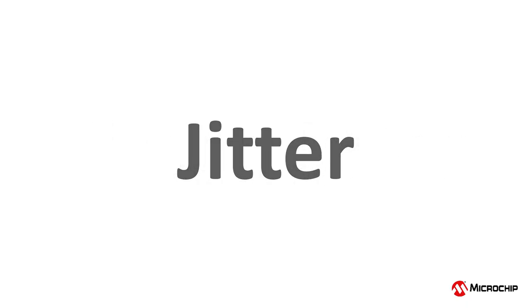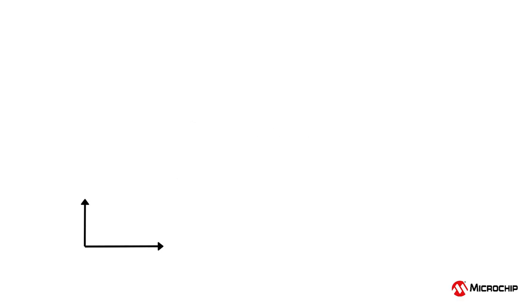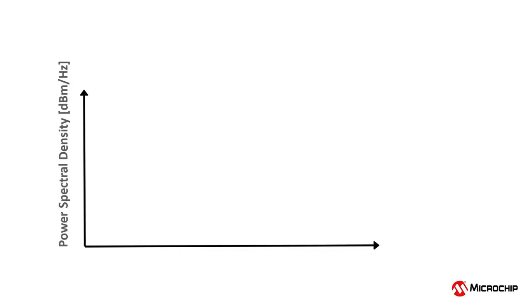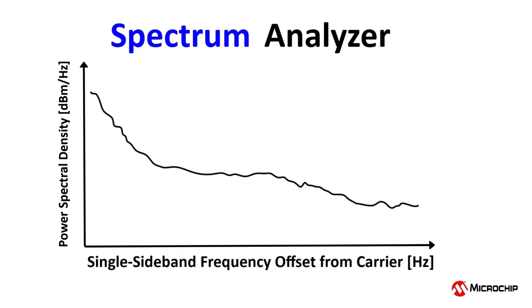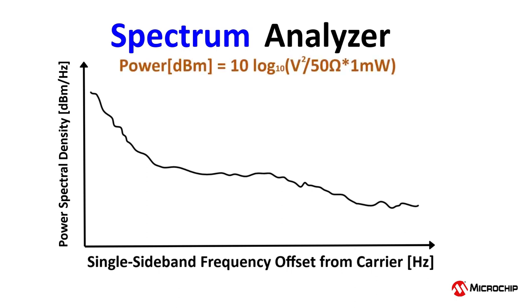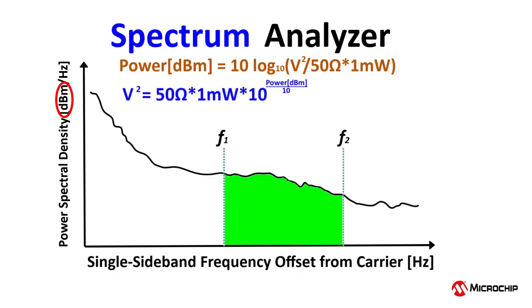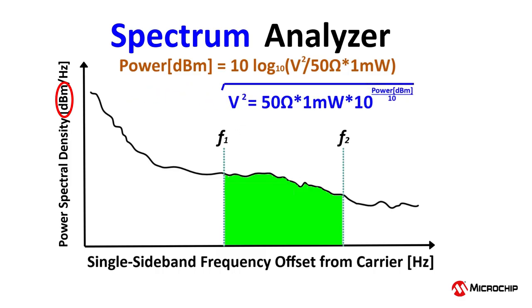A spectrum analyzer can calculate the power of voltage domain noise by integrating over a frequency range to get the value in terms of volt squared, which of course is related to power expressed in dBm via the formula you can see here. We then take the square root of this to give the voltage noise in terms of RMS volts.